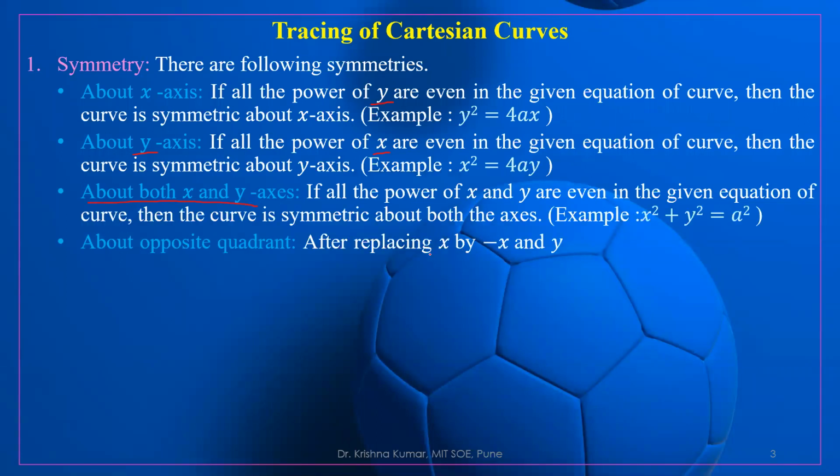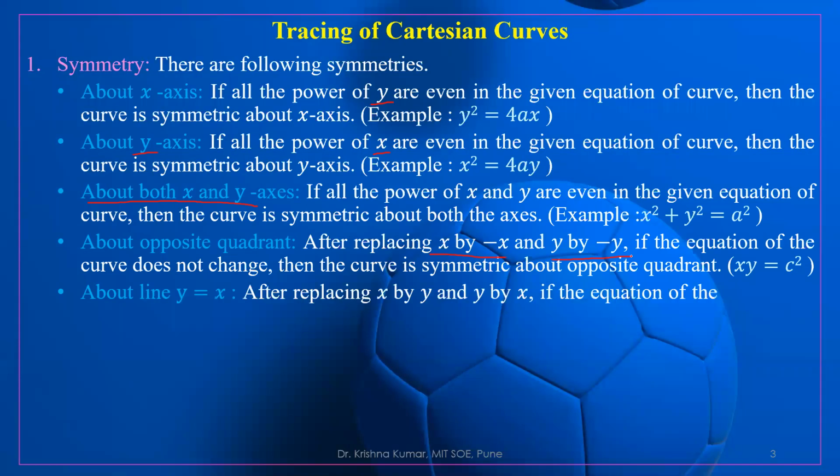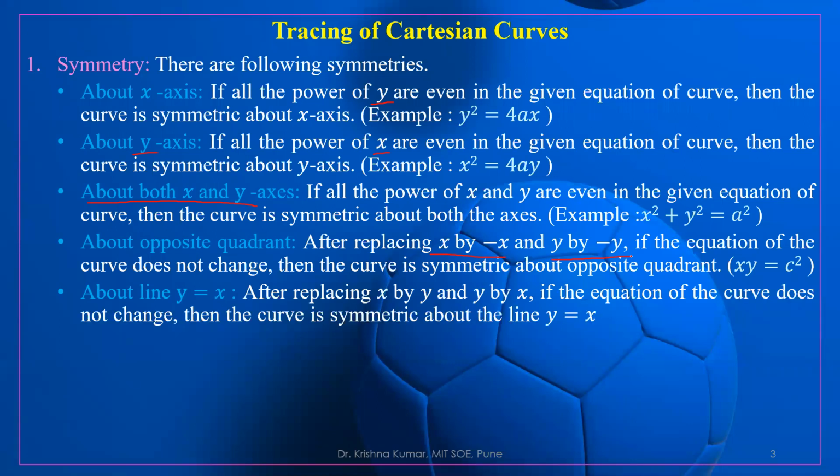Next one is about the opposite quadrant. If we replace x by minus x and y by minus y, and the equation of the curve does not change or remains unchanged, then the curve is symmetric about the opposite quadrant. About the line y equal to x, if we replace x by y and y by x, and the equation of the curve does not change, then the curve is symmetric about the line y equal to x.